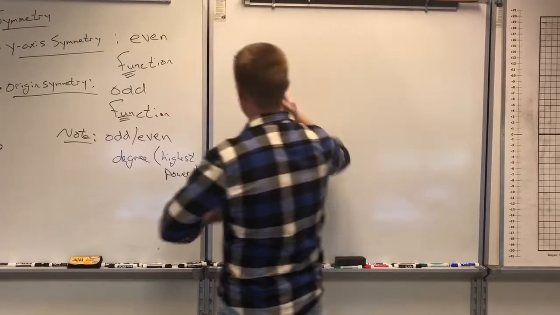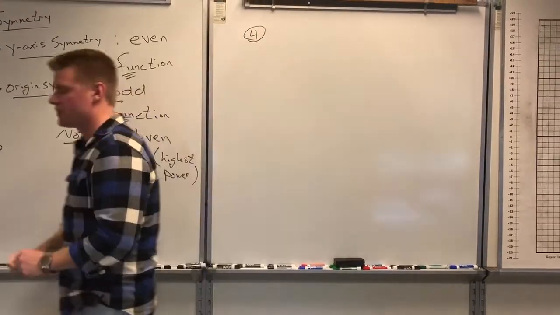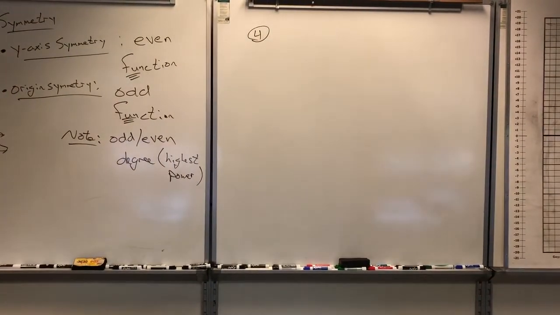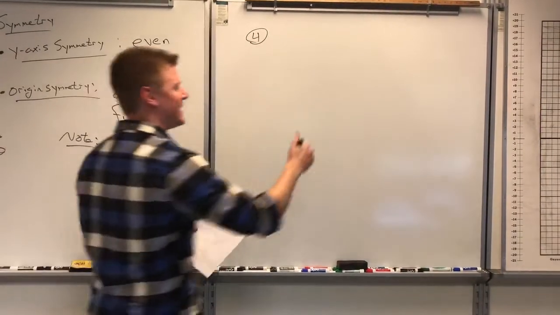So step number 4, or aspect number 4 that we look at with regard to polynomial functions, is called end behavior.